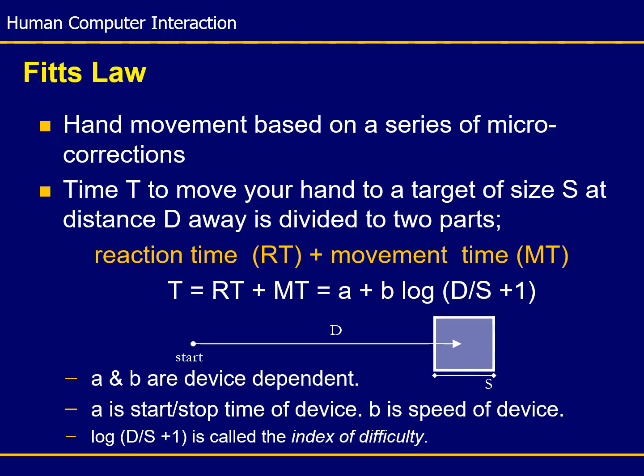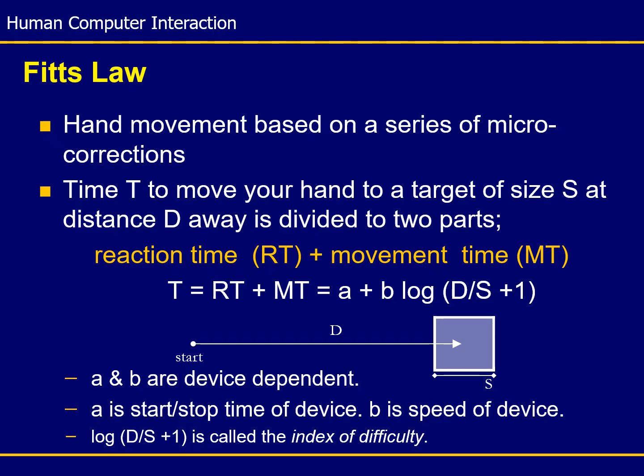Okay. Now, A and B are device dependent, depending on what you're moving and with what you're moving. So if you're moving a mouse, it's different from moving a joystick, it's different from moving your legs. Now, A is the start and stop time of the device itself. Any device, in order to move it, needs some time to actually get into the motion part, maybe because it has gears inside it, maybe because of friction, whatever. So that's the start and stop time of the device.